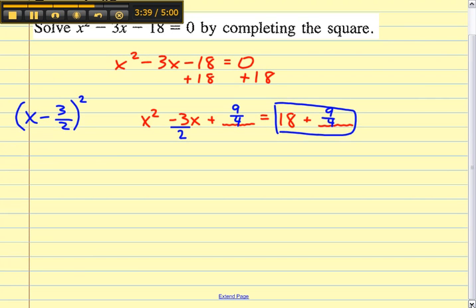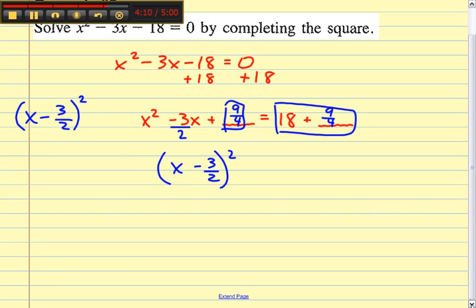All right? Now, over here on the left, this is why we did the whole thing. x minus 3 over 2 squared. Right? Because minus 3 over 2 squared gives me positive 9 over 4. And negative 3 over 2 plus negative 3 over 2 gives me negative 6 over 2, which is negative 3, where I was at the beginning. How about that? That's awesome.